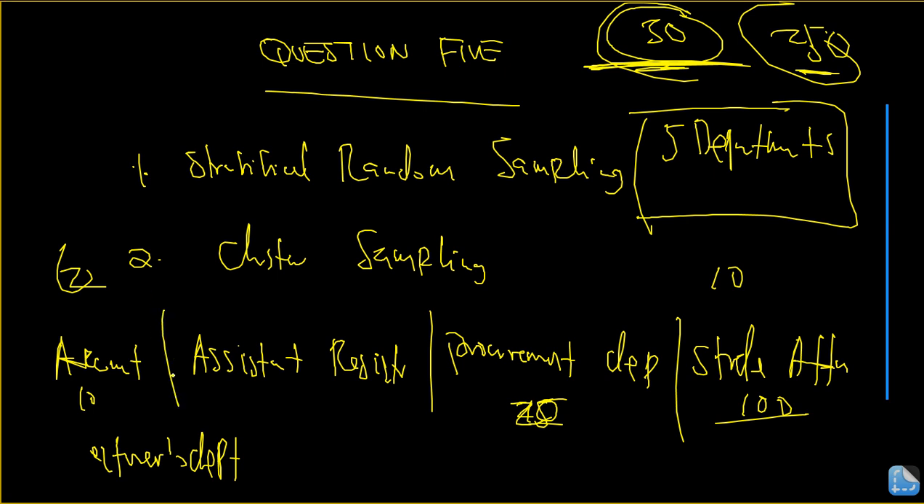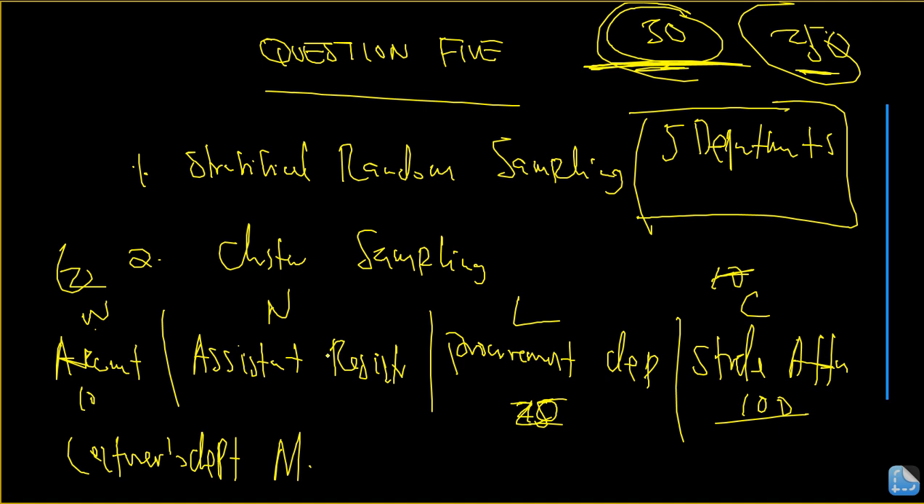So let's say these departments are geographically dispersed in Zambia. You have the accounts department in Western Province, so Western. You have the assistant registrars in Northern. You have the procurement in Lusaka. You have the student affairs in Central. You have the lecturers department, for example. You can put it in Muchinga Province. So these departments are geographically dispersed.